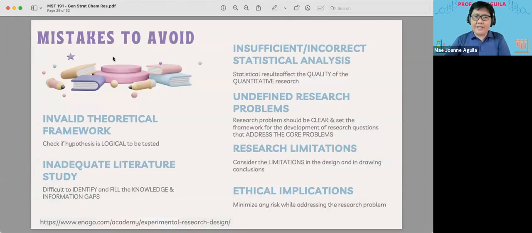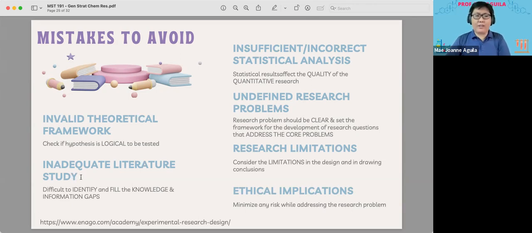So these are things that we need to watch out for in constructing our methodology or in our experimental design. So sometimes we have an invalid theoretical framework. In this sense, we need to check if the hypothesis itself in the first place is logical to be tested. If it is not, we need to rearrange and construct another hypothesis that is more logical. It has means to be tested.